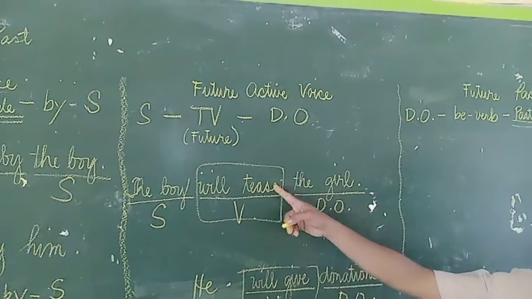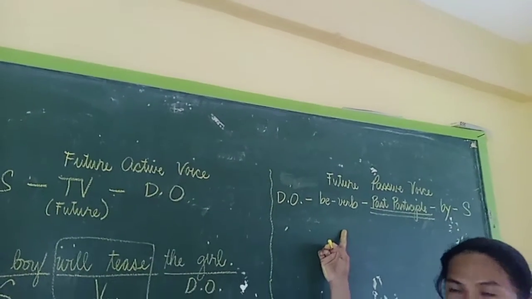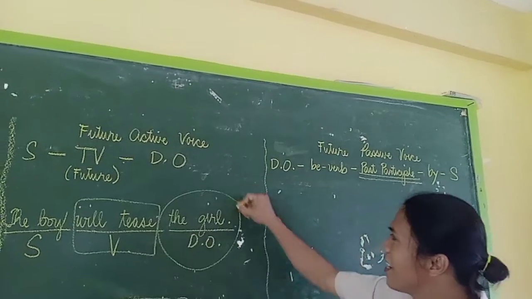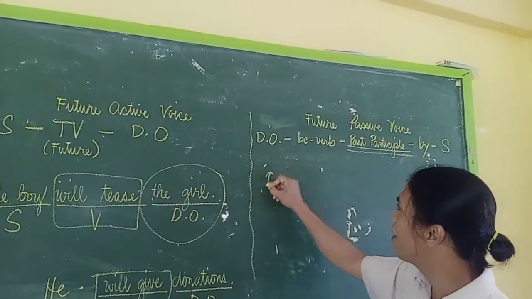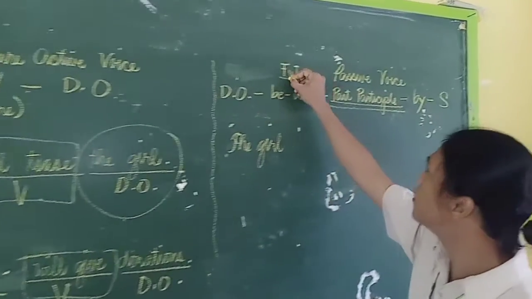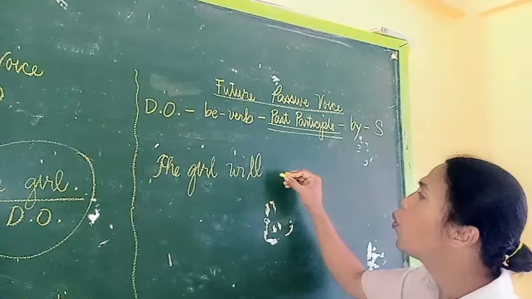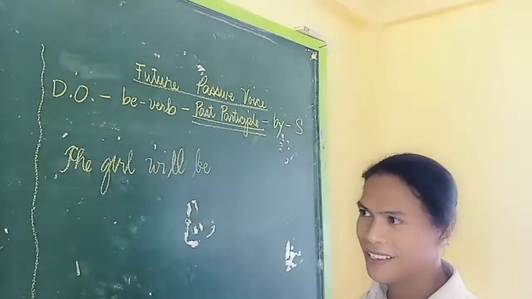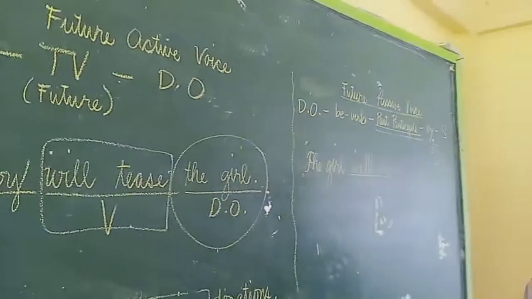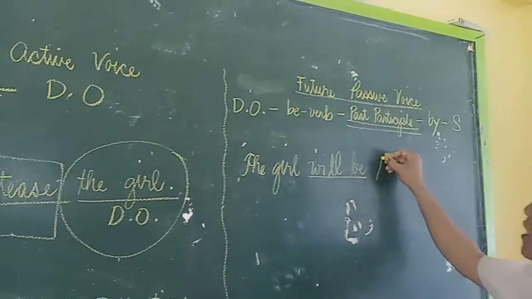So, only this will change here in the future passive voice. So, the direct object goes first, then the verb. Since this is future passive, there will be the girl will be. Okay, take note. It should be will be. And then the past participle of the verb, okay, teased.